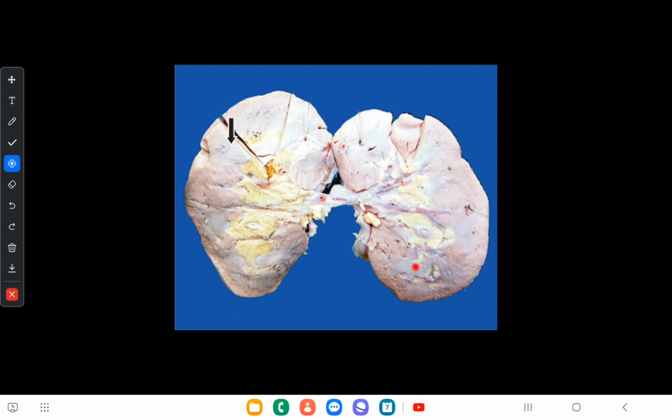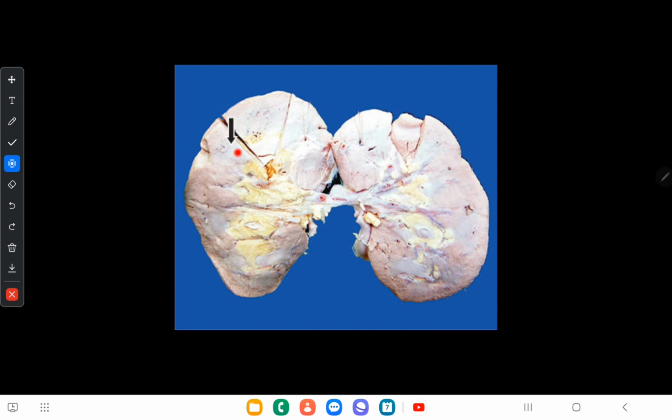Amyloid proteins are extracellular, homogeneous and eosinophilic material, and they cause no inflammation in the tissues. In this macroscopic view of the kidney, due to deposition of amyloid proteins, you can see the kidney has become pale in color, and small because of pressure atrophy caused by the amyloid proteins. You cannot see well demarcated corticomedullary junctions.